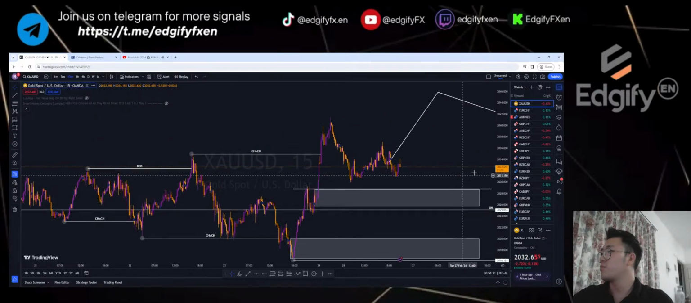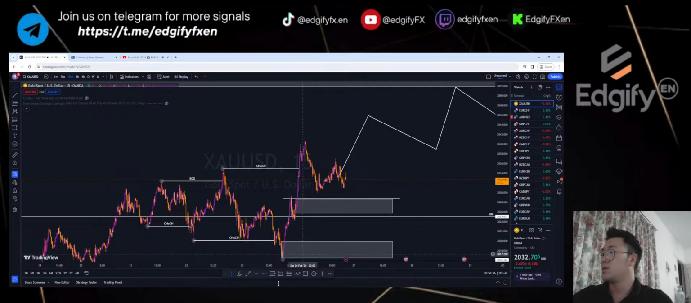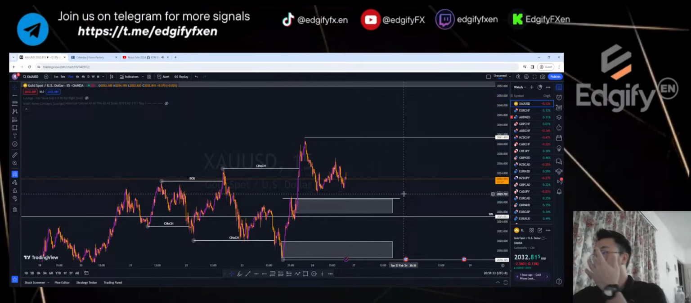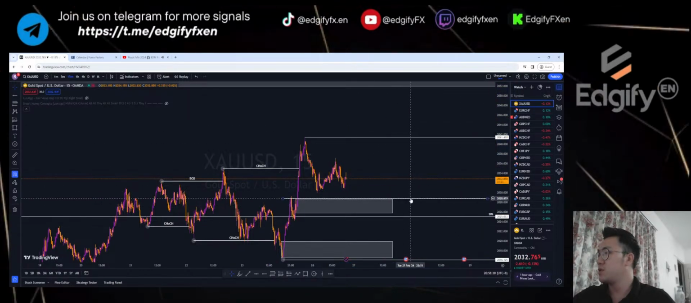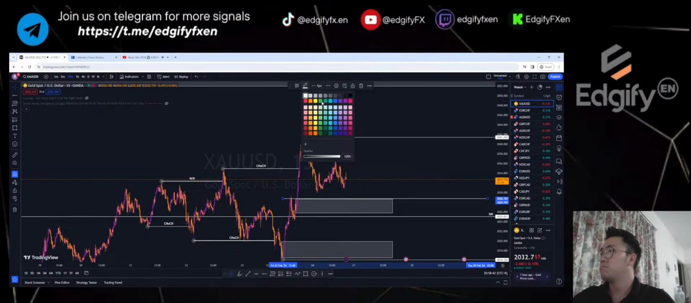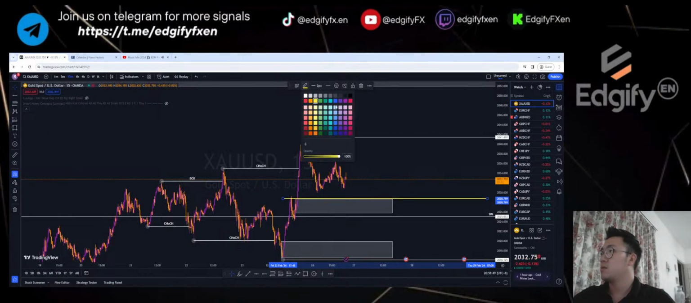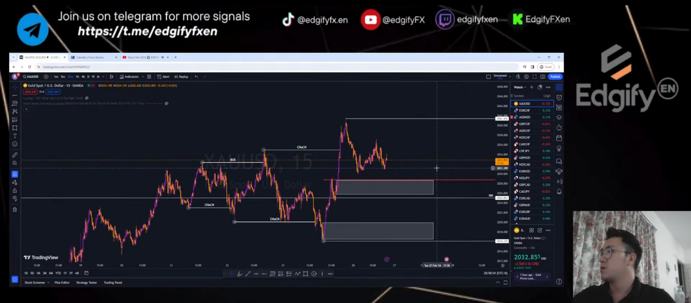So on the 15-minute time frame for gold, I have two levels that I'll be opting for a buy, and I'll be targeting back at this high here. Let me remove this. Basically I have this level here, this line here. Let me just change the color. Yellow, I'll make it stronger. What about red? All right.